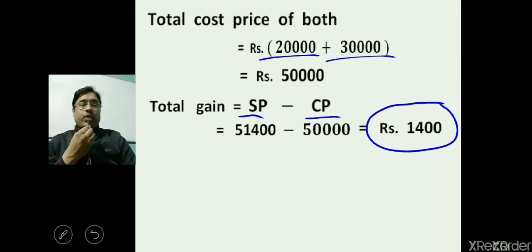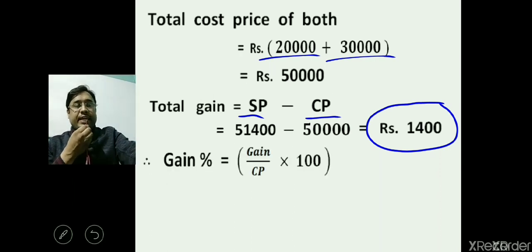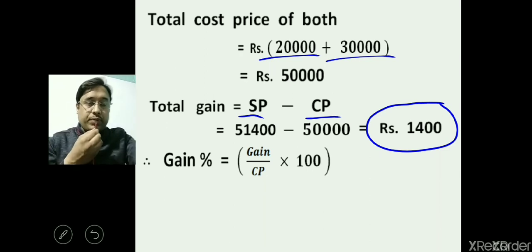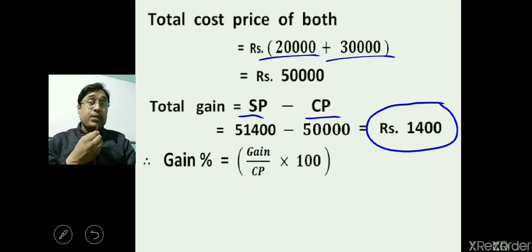Now you have to find the gain percent. So many things you have to do in these questions. Just now you have found only the gain. This is not the answer. You have to find the gain percent. So you will write gain percent equals gain by cost price into 100. You have to find the gain percent on the whole transaction here. So gain by CP into 100. You know that gain and loss percentage we are finding based on cost price only. Both depend on the cost price.